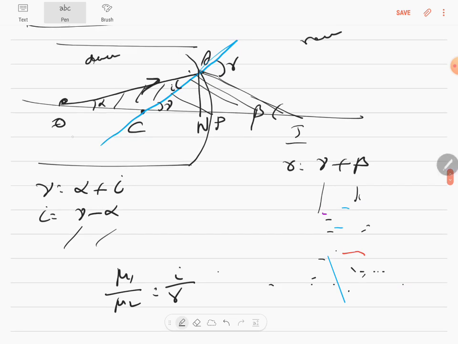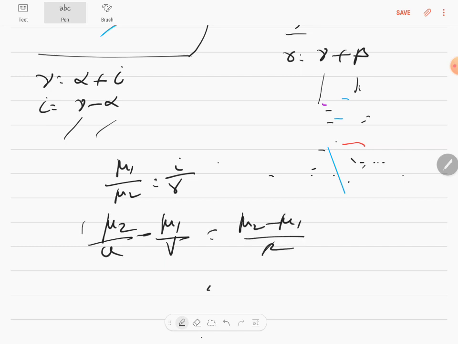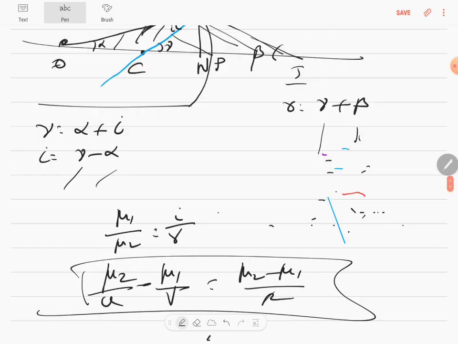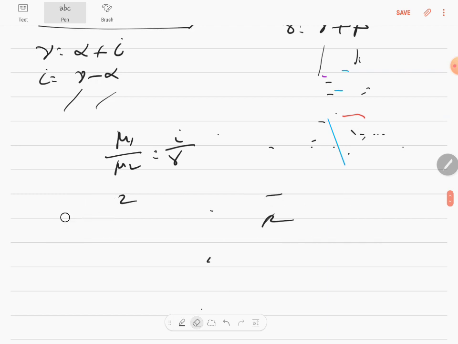Here the object is in the denser medium. So in this case the formula will be mu2 by u, not v, minus mu1 by v. Mu2 by u minus mu1 by v is equal to mu2 minus mu1 by r. This will be your final answer in this. You have to try it. You are applying the same phenomenon, you still have to try it. You should know this diagram also. This is something that you need to know and you have to try it.